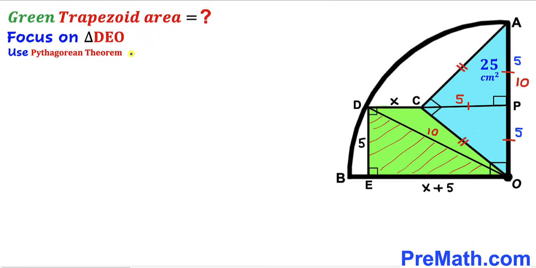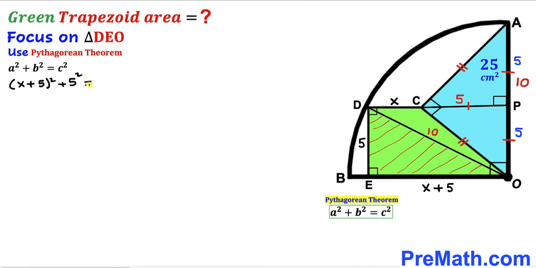And now we are going to apply the Pythagorean theorem on this triangle. And here's our Pythagorean theorem once again: a square plus b square equal to c square. And in our case, our hypotenuse is 10, whereas our two other legs are x plus 5 and 5. So let's go ahead and fill in the blanks in this formula. So we got x plus 5 whole square plus 5 square is going to be equal to 10 square.